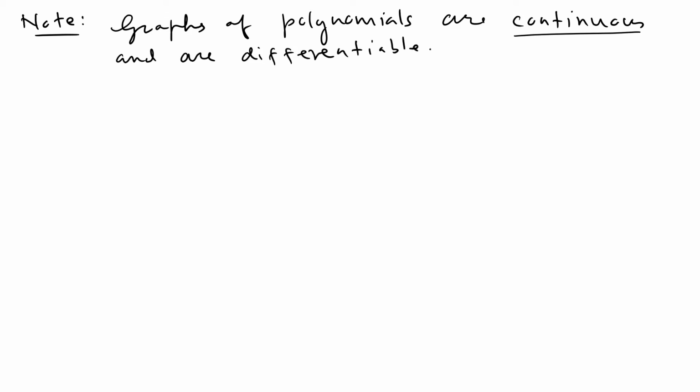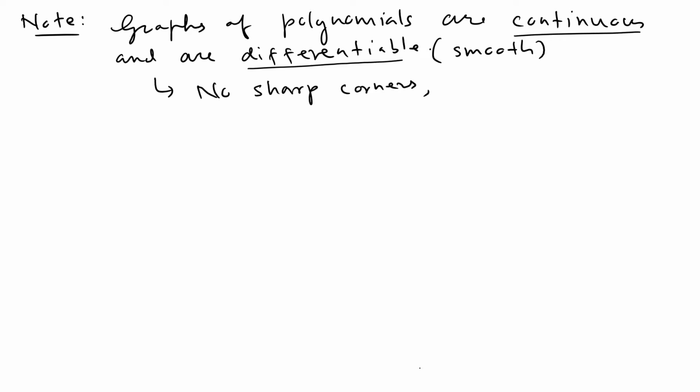That means you can find the derivative. Differentiable means, in other words, what we call smooth. Smooth means no sharp corners, or holes, or jumps. So if you look at the graph of this, you cannot find places like that.